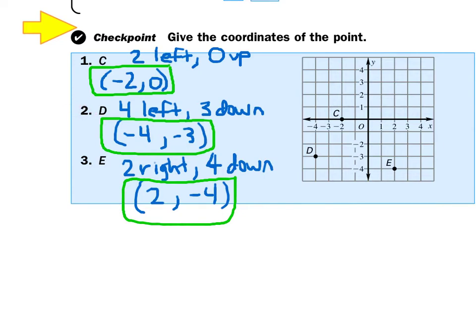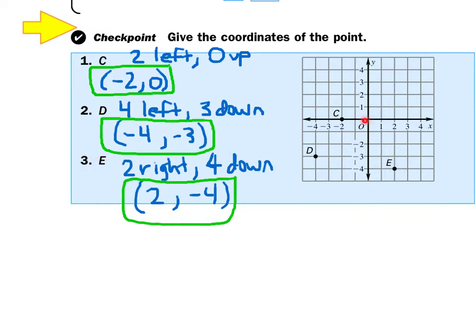Take a look at number 2, letter D. All right, so start at the origin, and you would explain to someone, move 4 places left, and then move 1, 2, 3 places down. So 4 left gives us -4, 3 down gives us -3. So it's (-4, -3). Take a look at number 3, letter E.